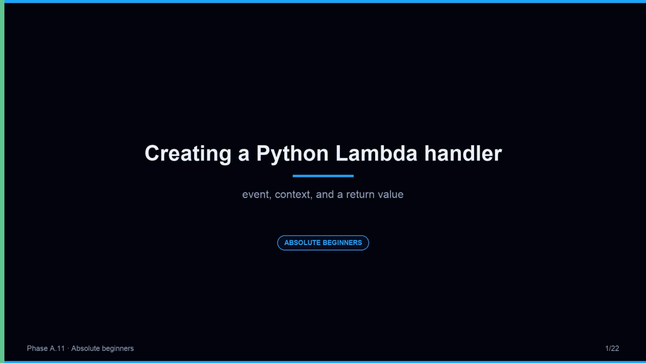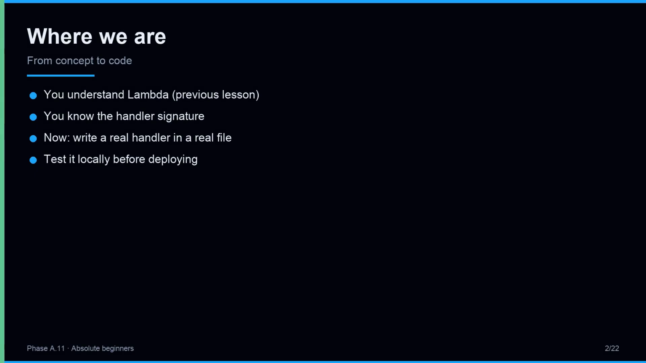Event in, response out. Where are you? You understand the Lambda model. Upload code, Amazon runs it on demand, you pay per millisecond. You have seen the handler signature, def lambda_handler with event and context. Today we turn that into real, runnable code. We create the file, we write a greeting handler, we test it locally with a sample event, and we confirm the return value looks right. Deployment comes in the next lesson. The rule is simple: make it work locally first.